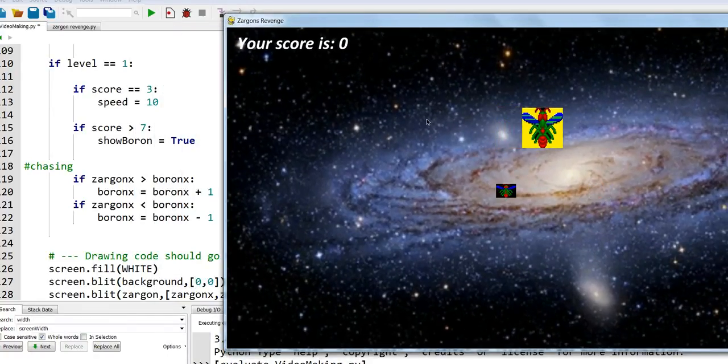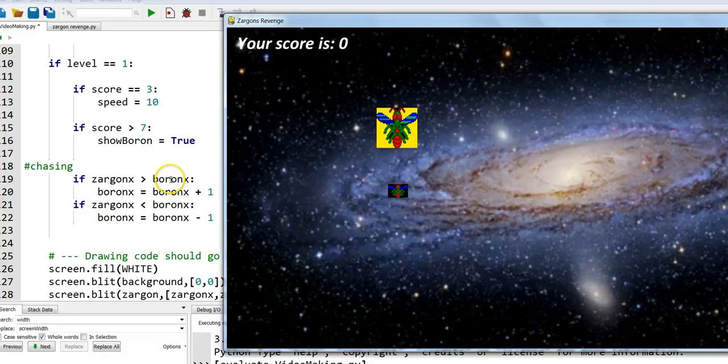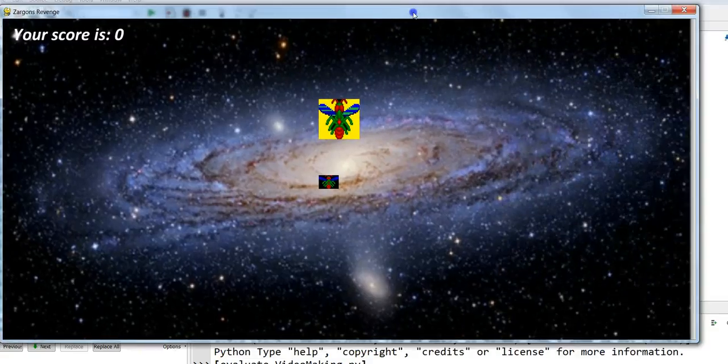Left-hand side, Zargon X is less than boron's X, right? Boron X moves to the left by 1. Zargon X greater than boron X, which it is right now, then we know that boron X is going to move to the right by 1. All right, so that makes sense.